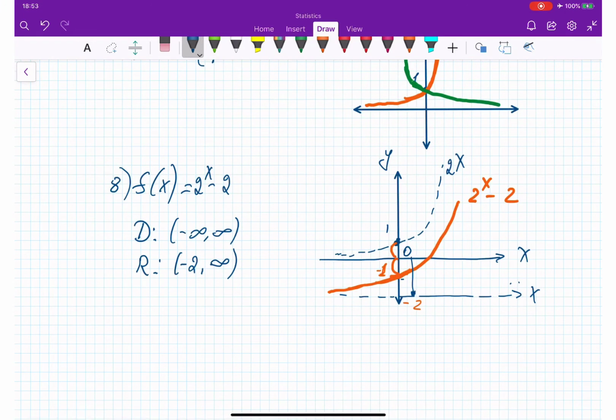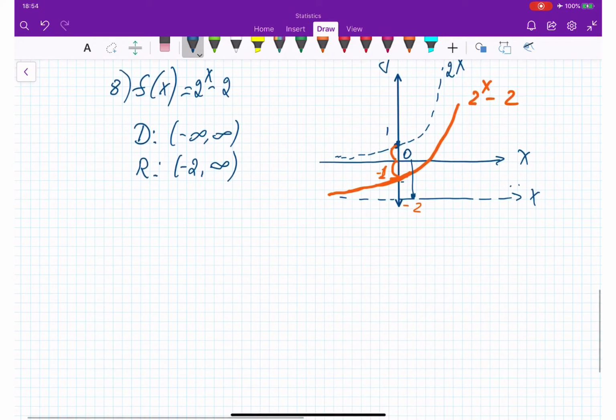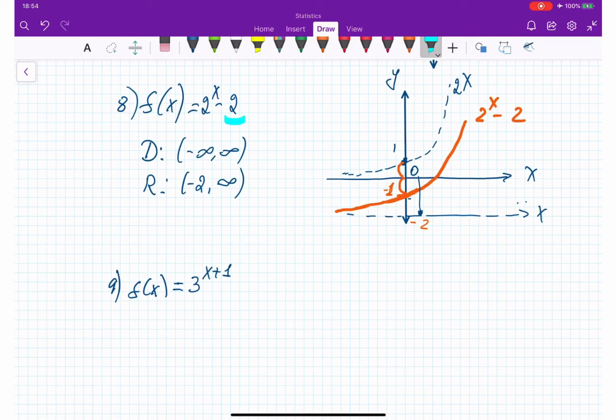Okay, question number 9. F of x is equal 3 to power x plus 1. Now, while here we had a shift on y, here, because it's a change of x, we're going to have a shift horizontally, to the right or left.